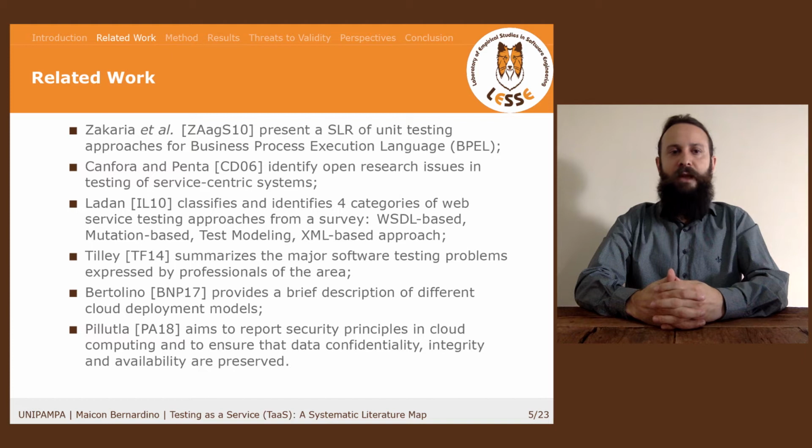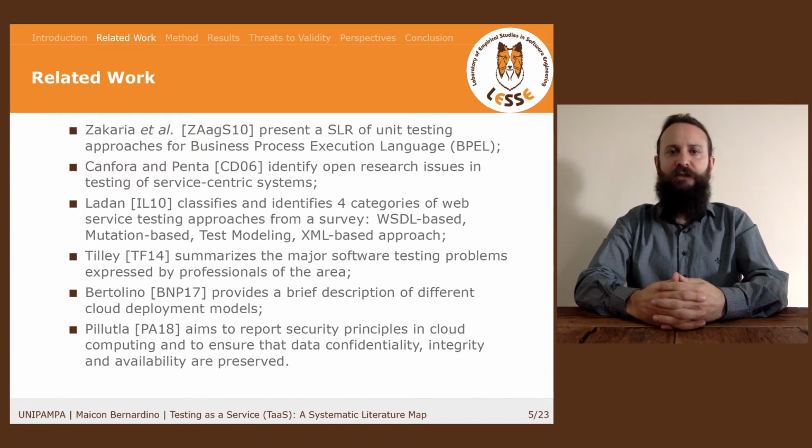Related work. Zakaria et al. present a SLR of unit testing approaches for business process execution language, BPEL, which provides an overview of how BPEL is tested and verified for correctness. Canfora and Di Penta identify open research issues in testing of service-centric systems. They also provide insights about the reason why web services are becoming a popular choice for certain development tasks.